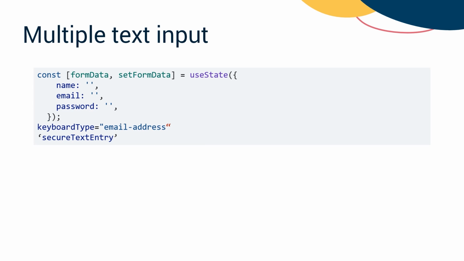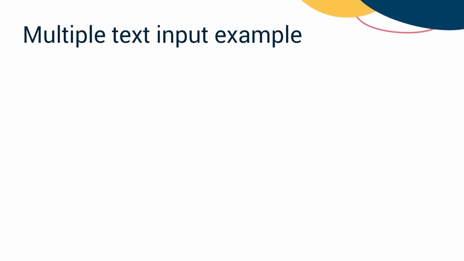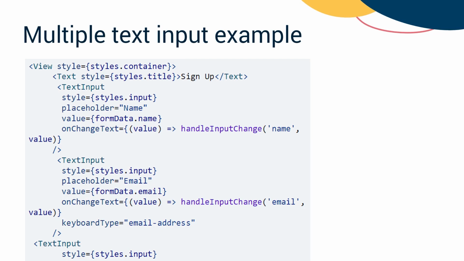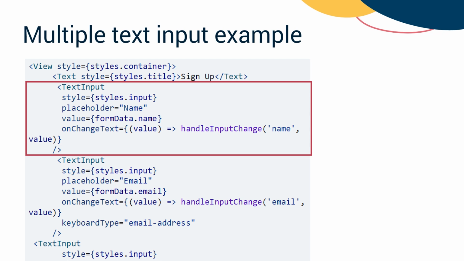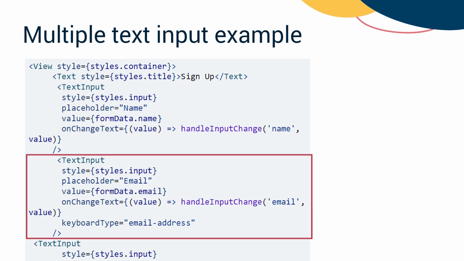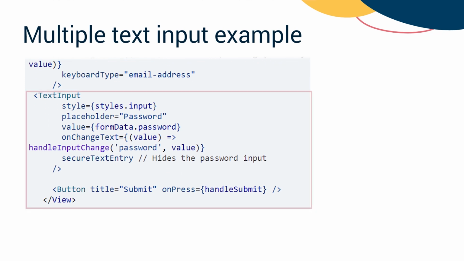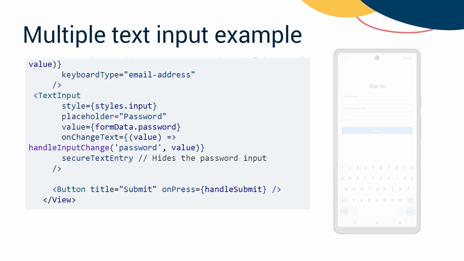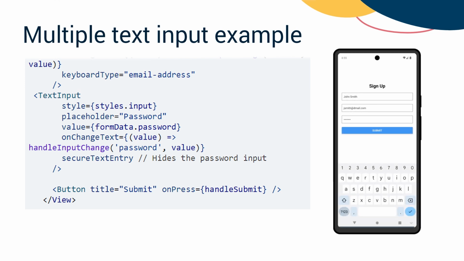Similarly, for the password text input, you can set an additional attribute secureTextEntry, which ensures the password is masked on the screen. Let's look at a complete example of multiple text inputs. You define placeholders for the name, email, and password. The email with an additional attribute, keyboardType equals email-address, aids in data validation to ensure only a valid email is entered. The password with the attribute secureTextEntry ensures the password is hidden on the screen. The output screen will display as shown.